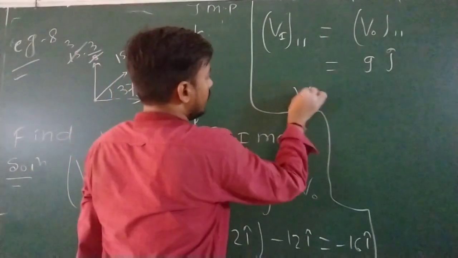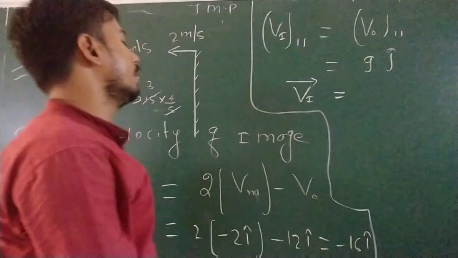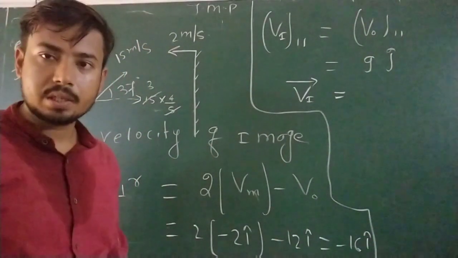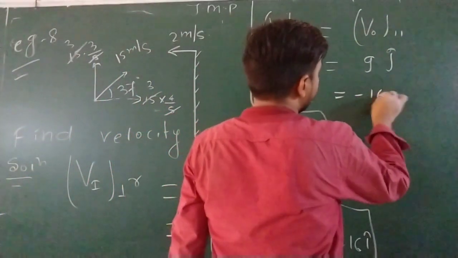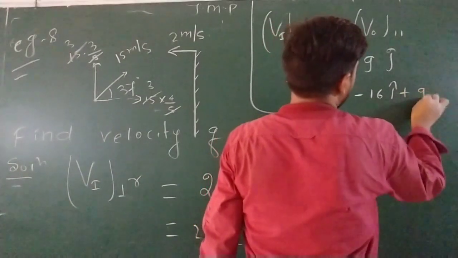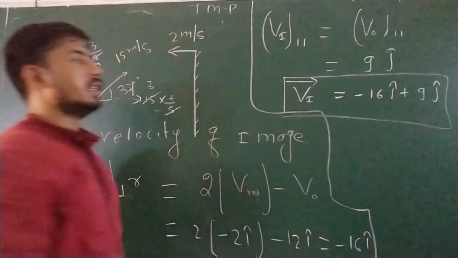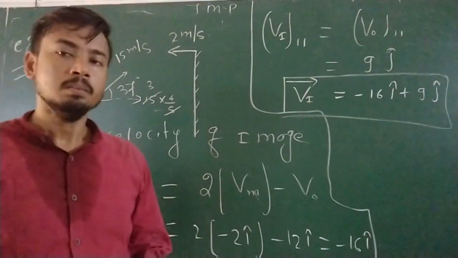9j cap. So the complete velocity of image becomes minus 16i cap plus 9j cap. So this is a method to find the velocity of image, right?